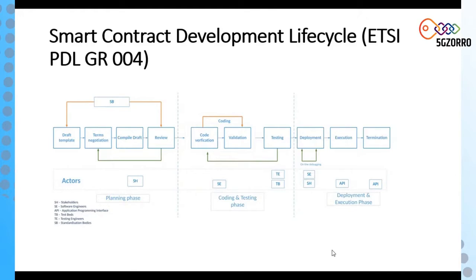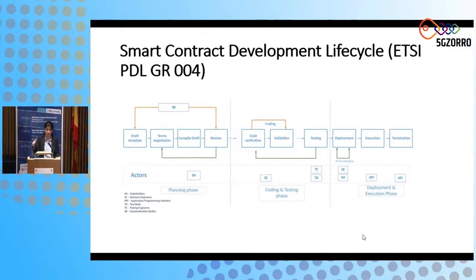Stakeholders should sit together and plan a smart contract, and then the smart contract moves to the coding phase. Once it's coded, it has to be tested properly. I would ask interested readers to go through our group report PDL 004, in which we define the detailed process of planning and testing. And we can always go back to the planning phase or the testing phase until it is settled.